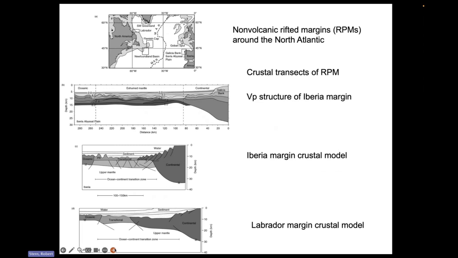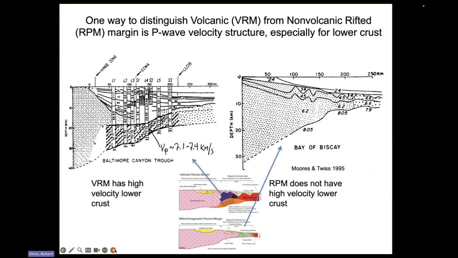Now, in contrast, we can look at the Iberian margin and the Labrador margin as examples of a non-volcanic rifted margin. Here we can see the seismic velocity, the sediment. Here we see the rotated continental blocks. Now we can look at the typical profiles across a volcanic rifted margin versus a rifted passive margin. Here we can see this high velocity lower crust beneath the volcanic rifted margin. Here we don't see that.